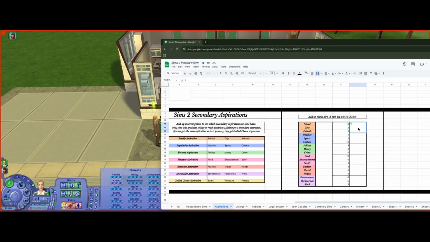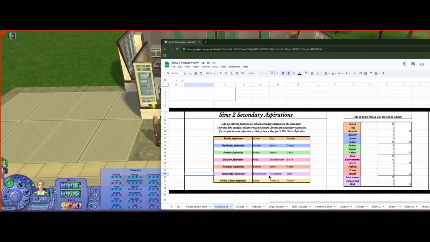So 10 plus 2 is 12. So we got 13 here. We got 17 here. We got 20 here. We got 10 here. And then we got 21, 22, 23, 24, 25. And we got 25 here. So the winner for Mr. Boroke is this one right here, which has the highest value. So purple. So we're going to come back over here and woo, we see that he is a secondary knowledge Sim. So that is his highest number, and we're going to put him as a secondary knowledge.